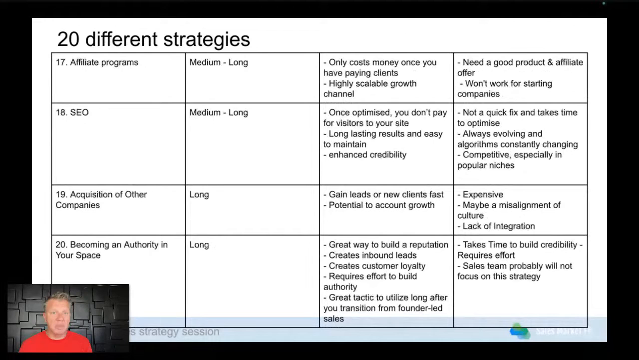Obviously, affiliate programs only cost you money once you have paying clients. It's a highly scalable growth channel, but does take a considerable amount of time to get going. You need a good product and affiliate offer. It won't work with starting companies.